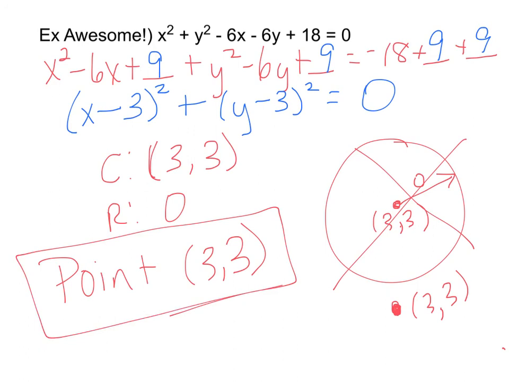Awesome. So if my radius equals 0, then it's just a point. There is no circle involved because it doesn't go out anywhere. Cool.